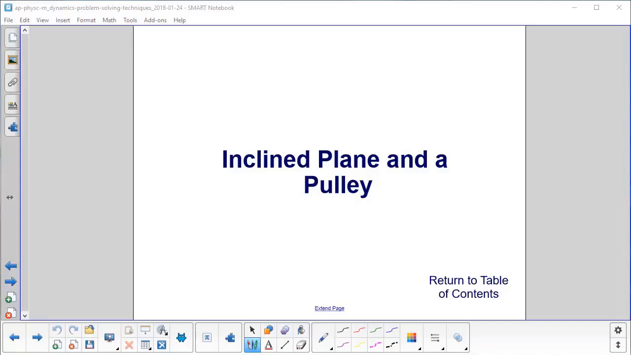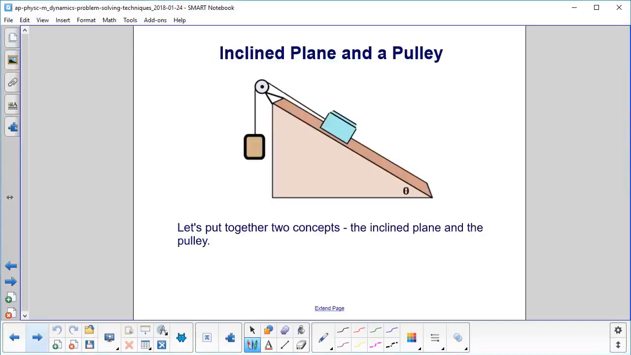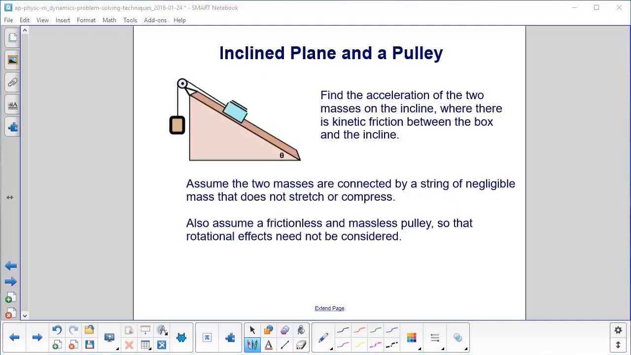Inclined plane and a pulley. Let's put together two concepts that we've worked on before: the inclined plane, this guy right here, and the pulley. Find the acceleration of the two masses on the incline.